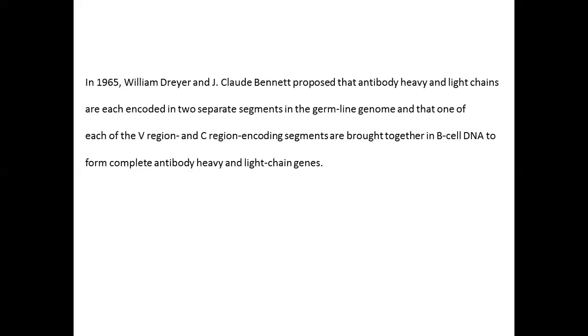In 1965, Dreyer and Bennett proposed that antibody heavy and light chains are each encoded in two separate segments in the germline genome, and that one each of the V region and C region encoding segments are brought together in the B cell DNA to form the complete antibody heavy and light chain genes. This is known as the two-gene model.